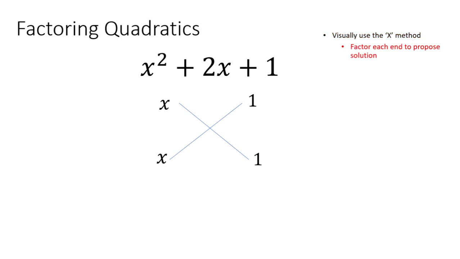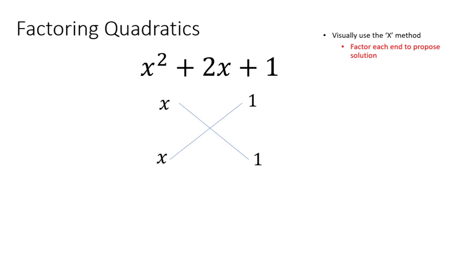The next step is we want to factor each end of the quadratic. And so we want to factor the leftmost end and the rightmost end. Well, the leftmost end here is x squared, and the rightmost end is 1. So x squared, how can we factor that? Well, that's pretty simple. X squared factors into x times x. So we write that factorization underneath the x squared term. And then we want to factor 1. Well, 1 factors into 1 times 1, so we write that down underneath the last term.